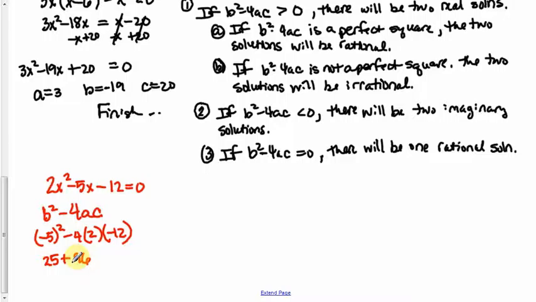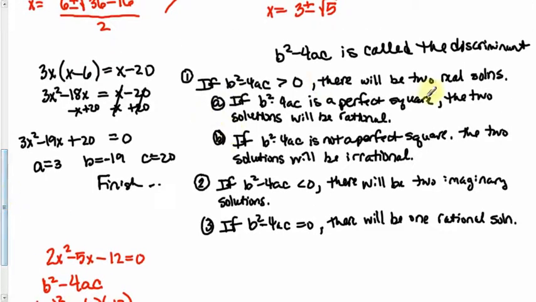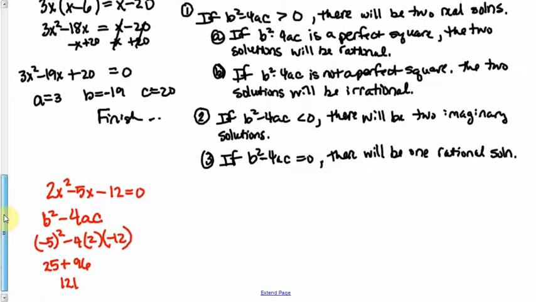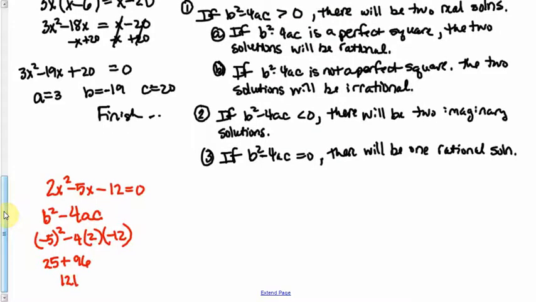Then you're going to add 25 to that, and you're going to get 121. So your discriminant is 121. So which one of these cases does that fit into? Is b squared minus 4ac greater than 0? Well, is 121 greater than 0? Yes. Okay, then I know there are two real solutions.